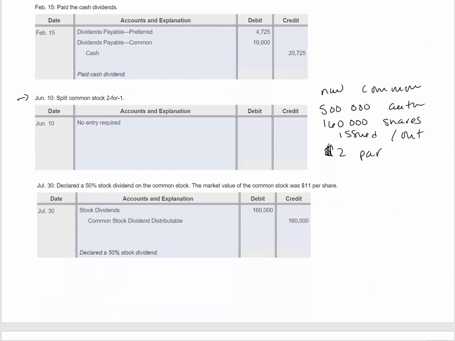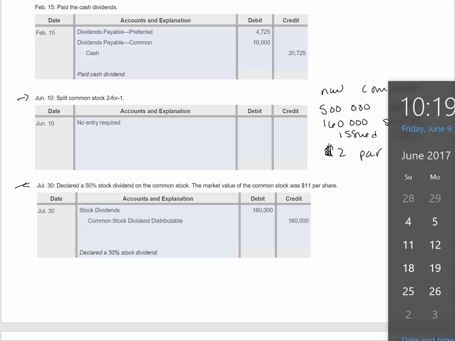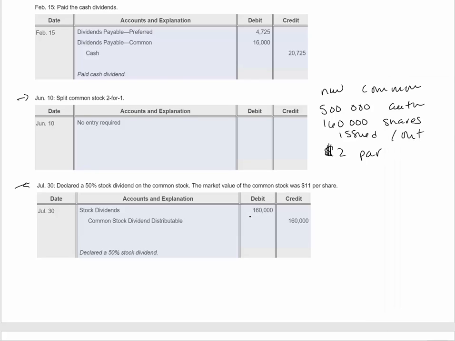So that's what we've got going on now. Now we declared a stock dividend, a 50% stock dividend. That's a large stock dividend, so we do that at par. If there were 160,000, there's a couple different ways you could do this.